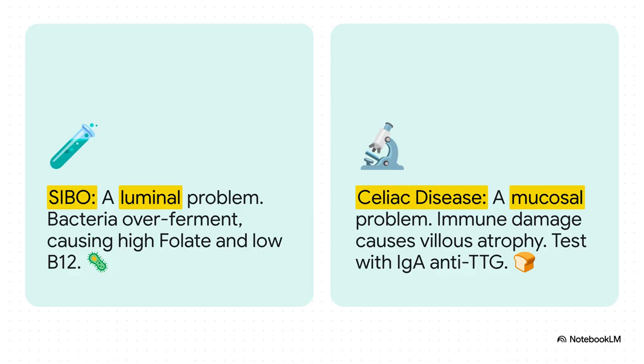You can see how SIBO is a classic luminal problem. It's the bacteria getting in the way of digestion. Celiac disease, on the other hand, is a classic mucosal problem. The intestinal wall itself is being attacked. And this difference shows up beautifully in the labs.